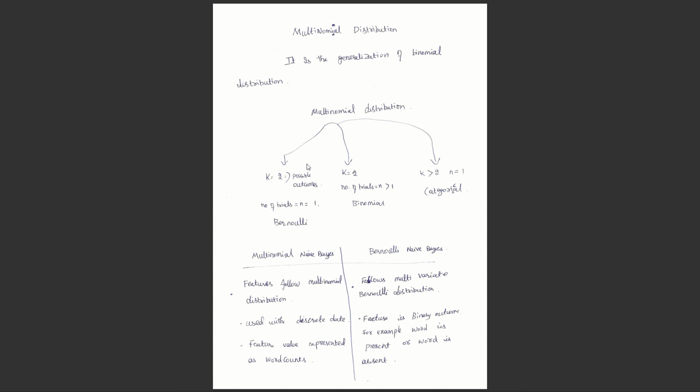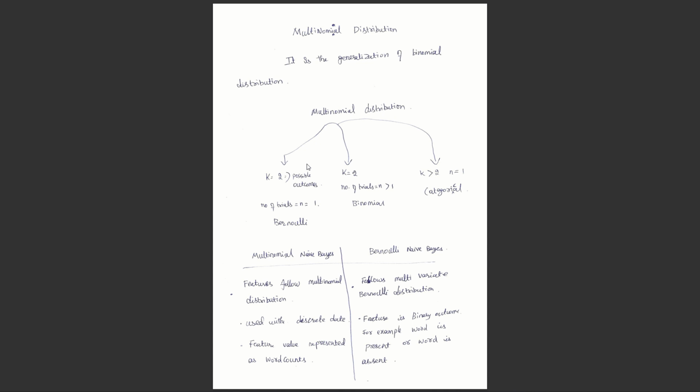If k is equal to 2, also the 2 possible outcomes like head and tails, but the number of trials, the number of times that we toss the coin, is more than 1, then it is called binomial distribution. If the number of possible outcomes is greater than 2 and the number of trials is equal to 1, then it is categorical distribution.